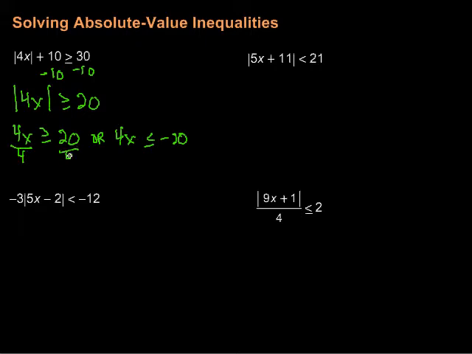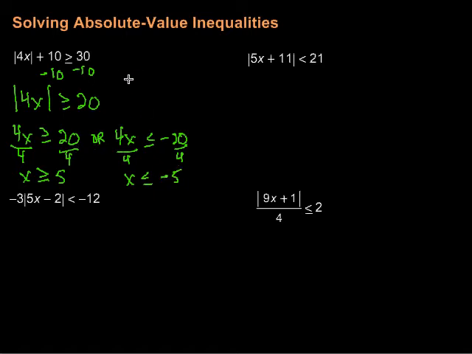We divide by 4 on both sides. This side we get x is greater than or equal to 5. Over here, again, we divide by 4 on both sides. x is less than or equal to negative 5.